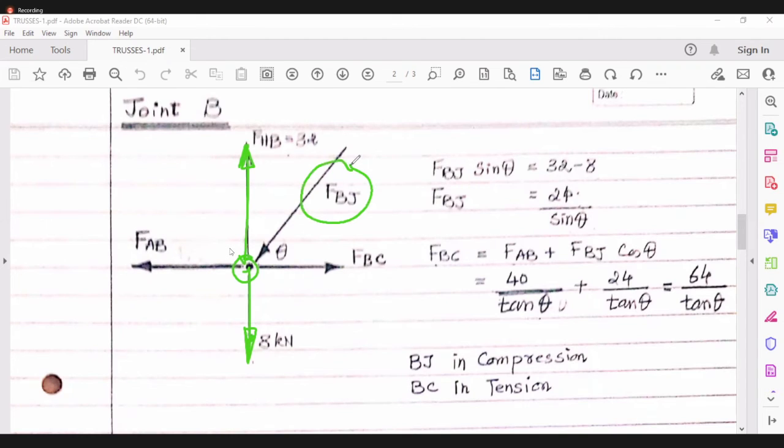FAB is 40 by tan theta. Why? While we were dealing with joint A, we found it out, isn't it? We have found that out and we will not forget it that easily. Done? Yes, sir.